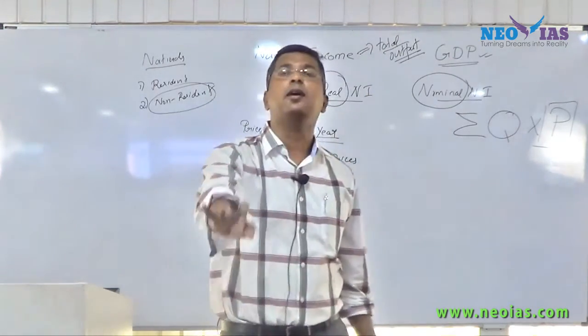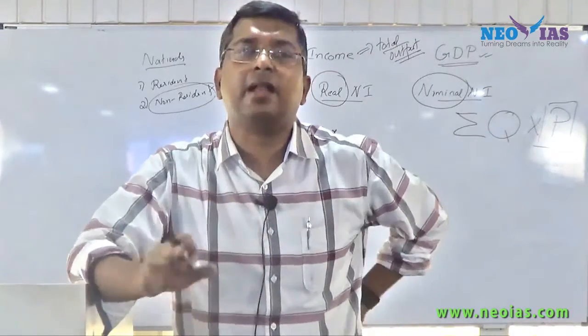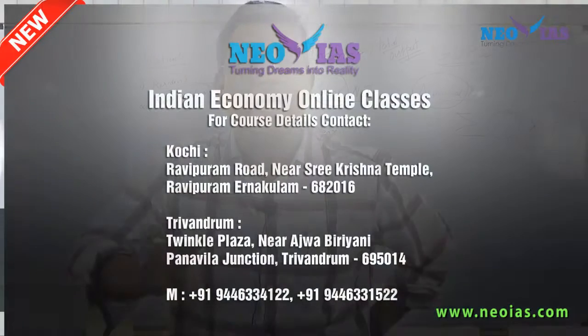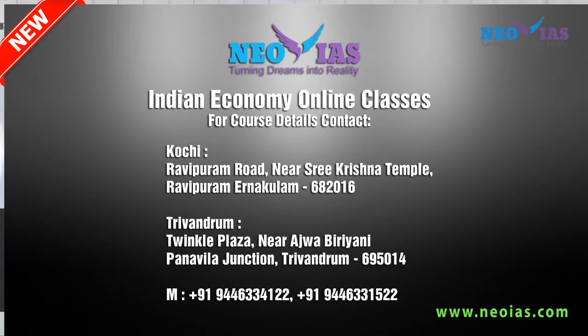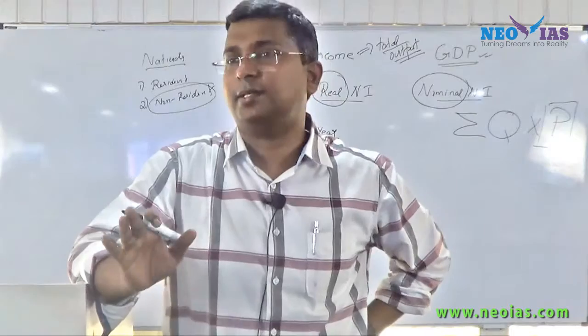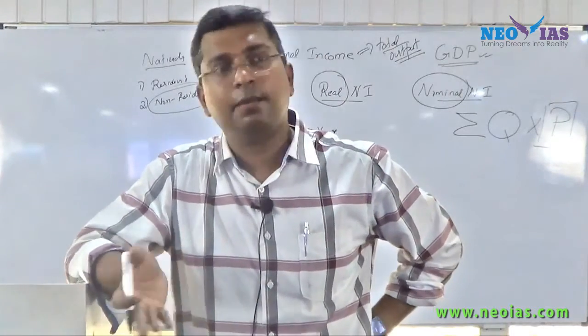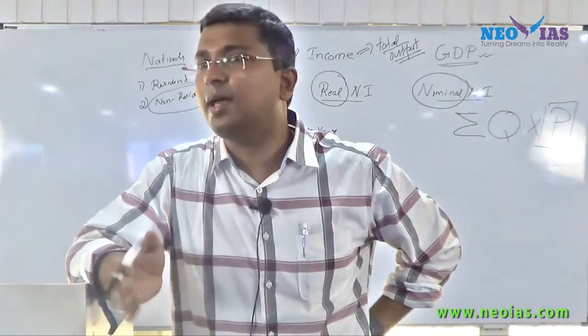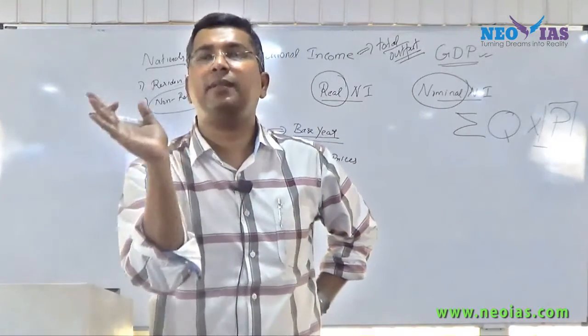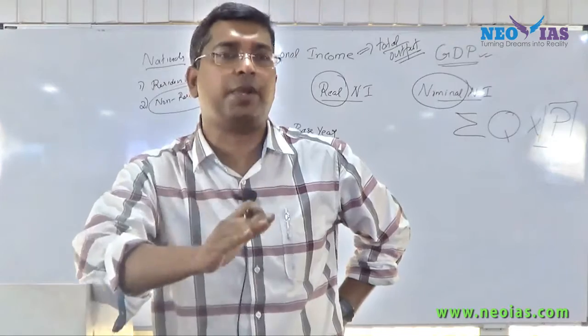Similarly, the current year price is called current prices. So these two terms are very important. Current prices and constant prices. What is current price? Current year price. What is constant price? Base year price. Constant prices, base year price; current prices, current year price. Now why do we want to calculate this current year price and constant price?